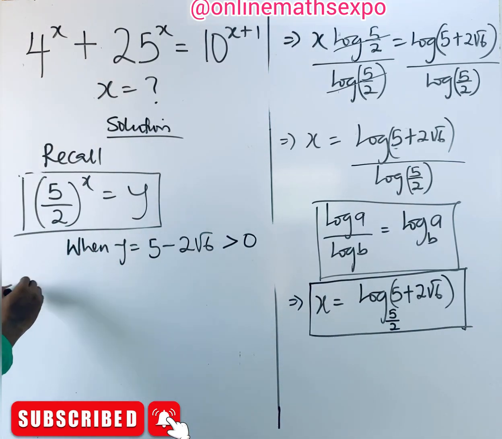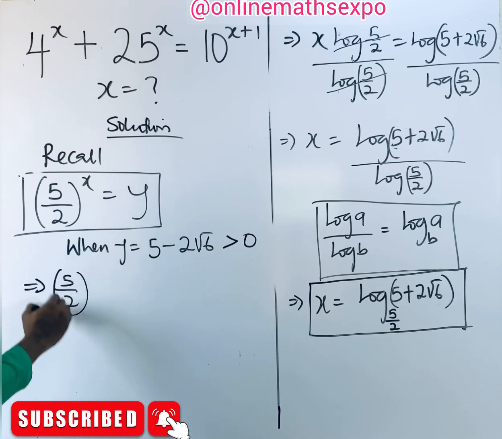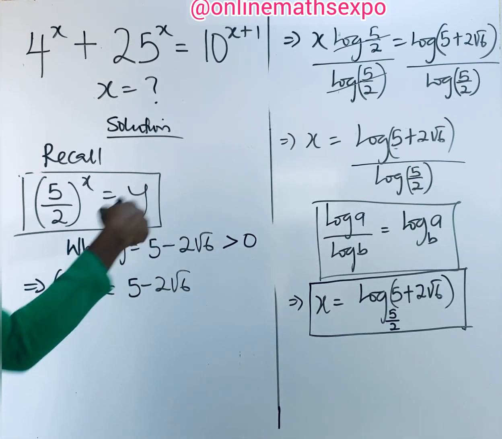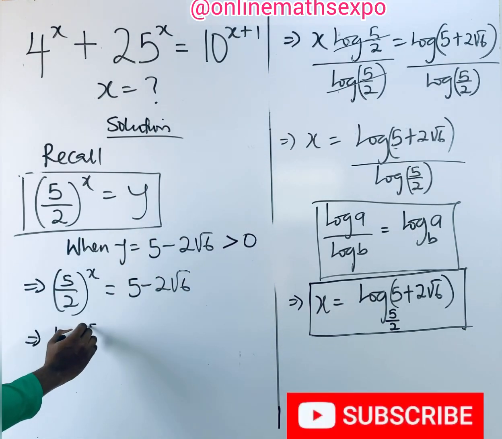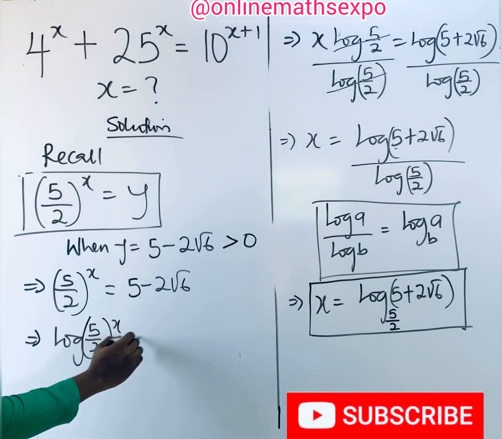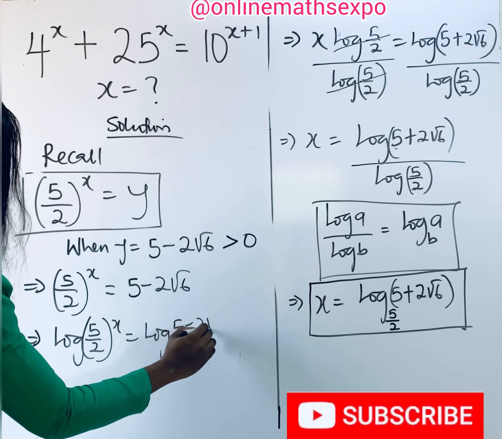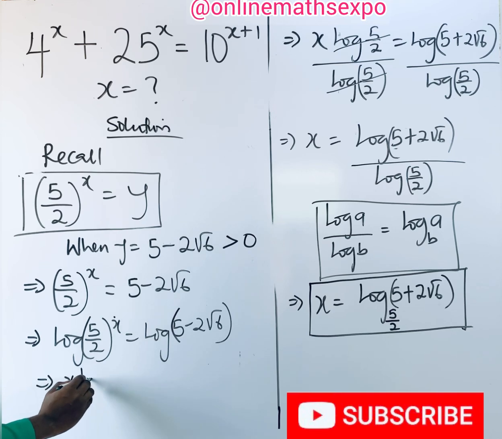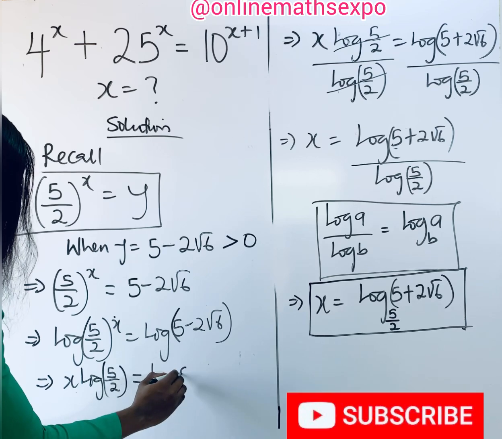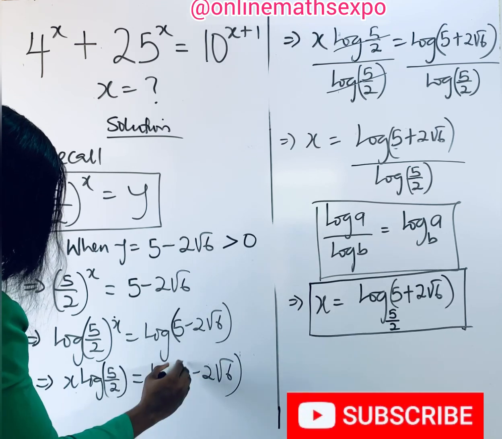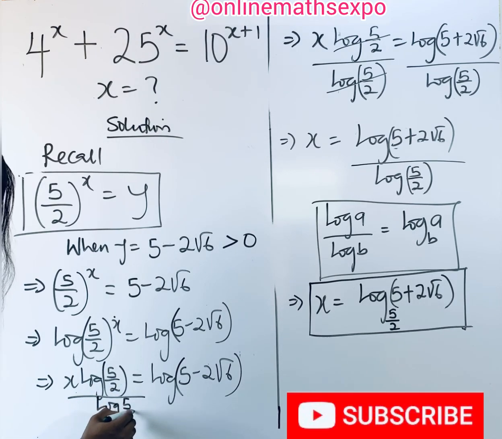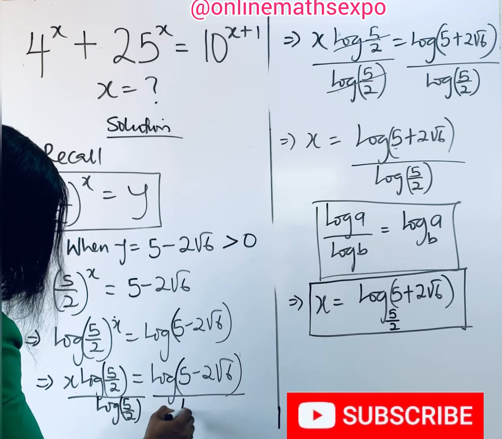So we're going to have 5 over 2 to the power of x is equal to 5 minus 2 root 6. Now repeat the same process. We have log of 5 over 2 to the power of x is equal to log of 5 minus 2 root 6. Interesting. Now use this to multiply. So we have x log 5 divided by 2 is equal to log of 5 minus 2 root 6. Now what do you do again? Divide both sides by log of 5 over 2.